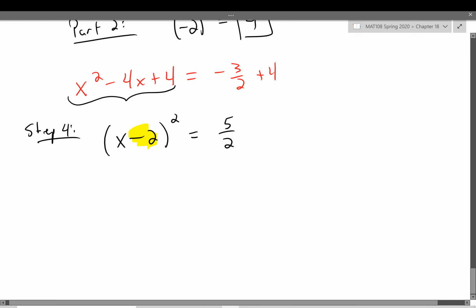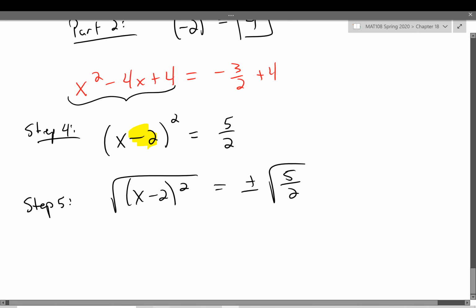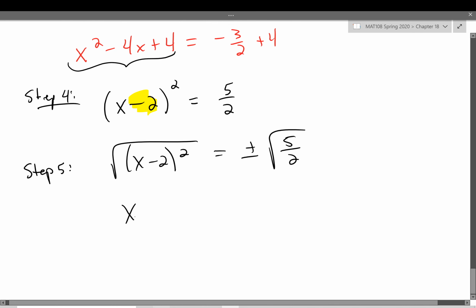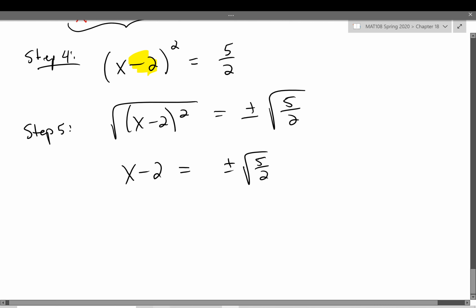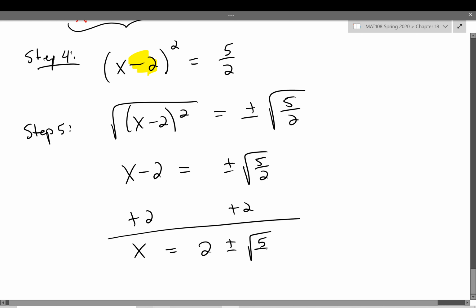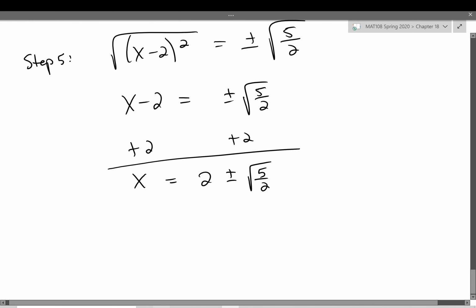Now I'm going to use my square root property, which is step 5. The square root of both sides of my equation. Remember to add the plus or minus. Now I simplify. I get x minus 2 on the left. On the right-hand side, I get plus or minus the square root of 5 over 2. And then lastly, I will just add 2 to solve for x, to give me x equals 2 plus or minus the square root of 5 over 2. Okay? Now, that is one answer.